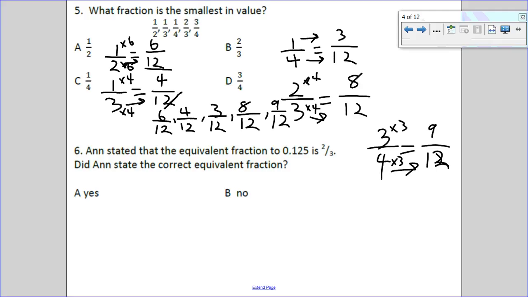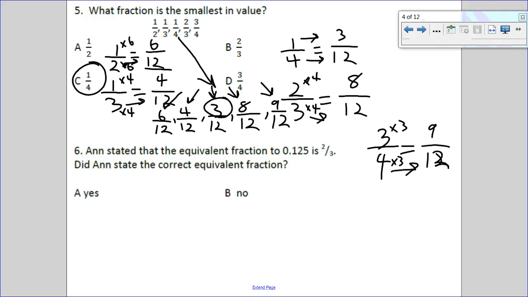And in this scenario, we have 6 of those 12 parts. In this scenario, we have 4 of those 12 parts. We have 3 of those 12 parts, 8 of the 12 parts, 9 of the 12 parts. So if you have something, say a block of wood or whatever, and you've divided it up into 12 parts, you obviously have the least when you only have 3 of those parts. So the smallest in value is going to be the 3/12, which was created by changing 1/4 into 3/12. So 1/4 is our smallest number.